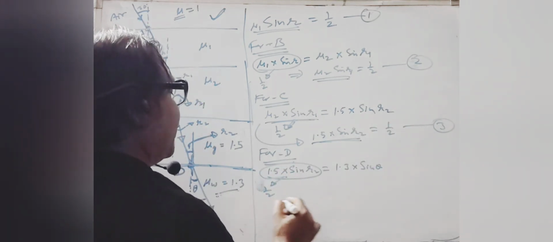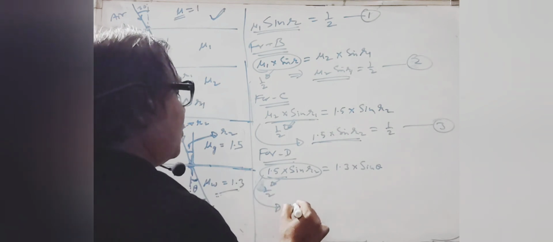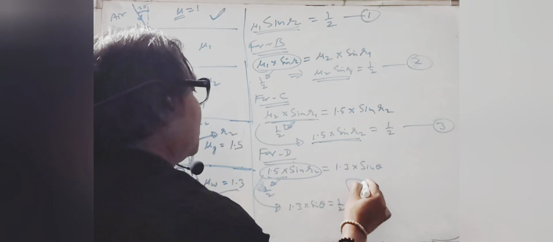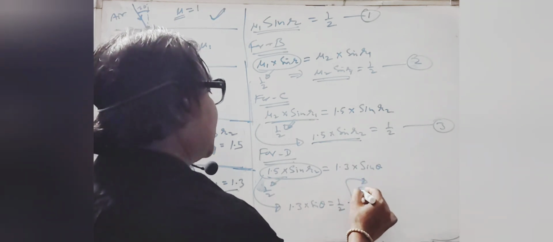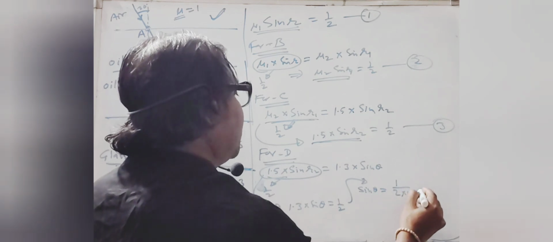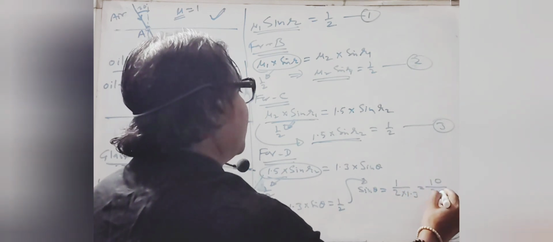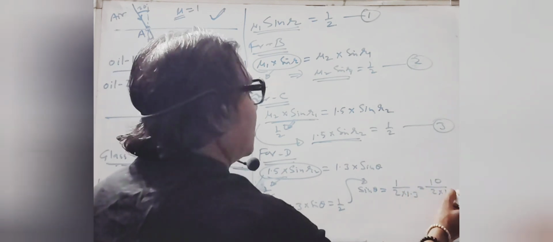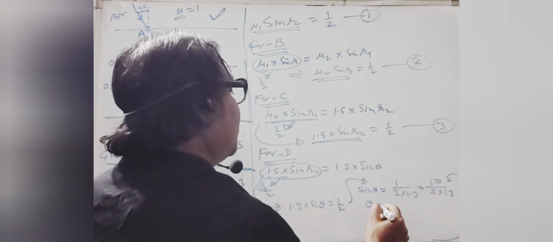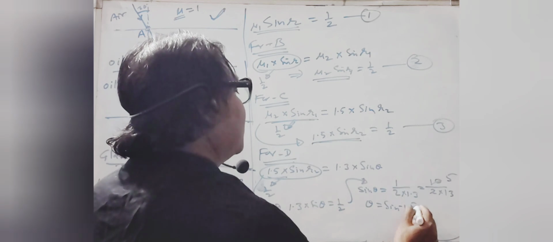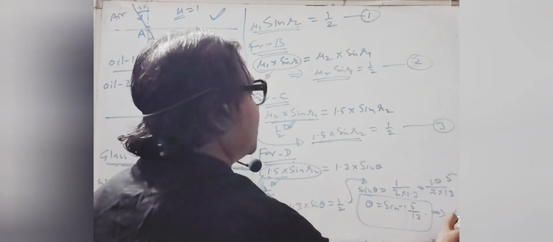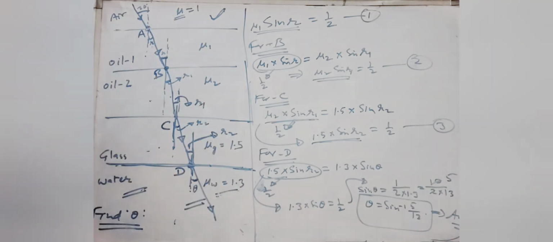So ultimately, what can you write? 1.3 into sine theta equal to half. So sine theta equal to 1 upon 2 into 1.3, that is 10 by 2 into 13, that is 5 by 13. So theta equal to sine inverse 5 by 13. So this is your final answer. Okay, note it down.